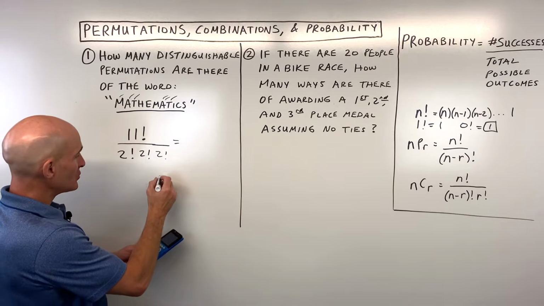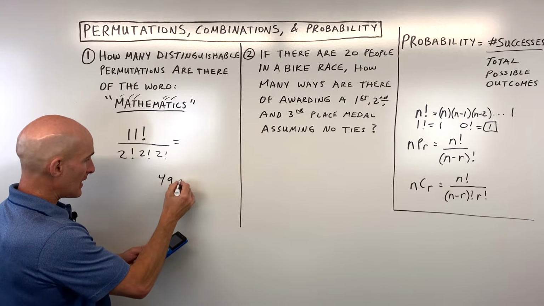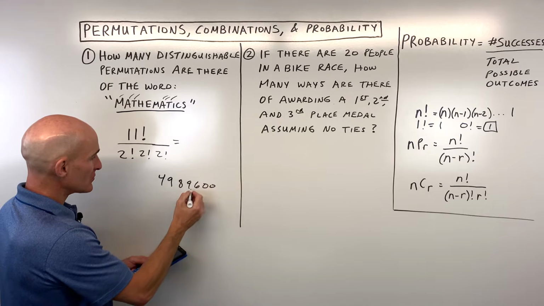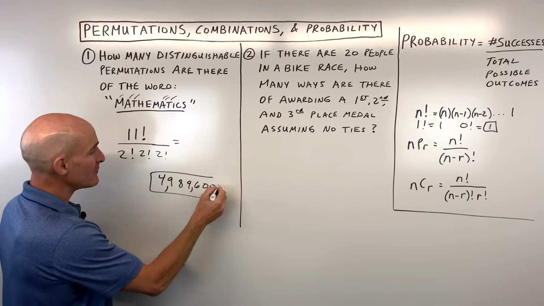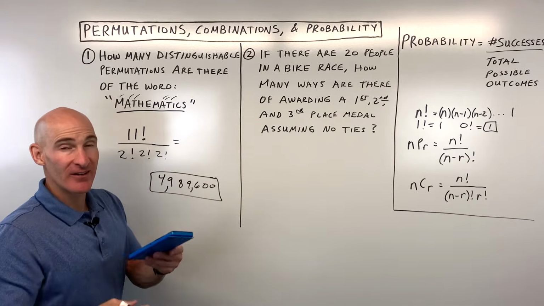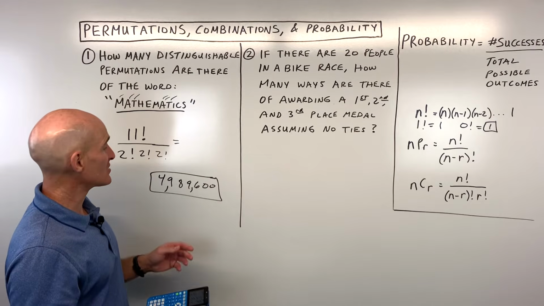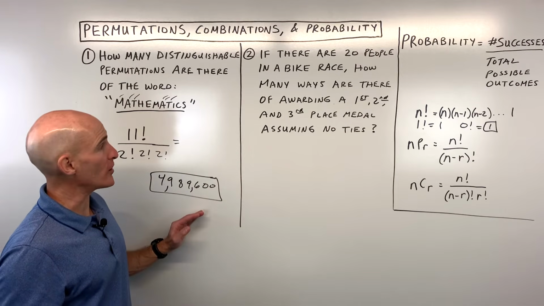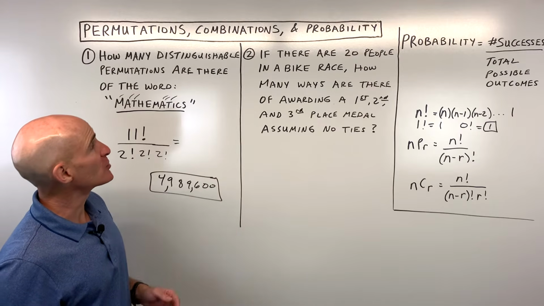And that's coming out to 4,989,600. So basically almost 5 million different ways of ordering these letters such that it forms a new quote-unquote word. Okay, quite a few. So number 2 now, let's look at this one.